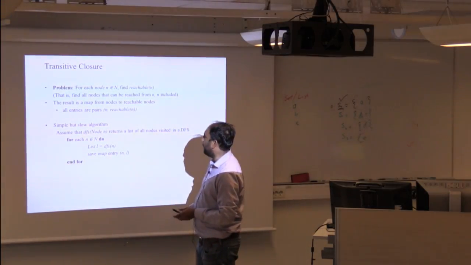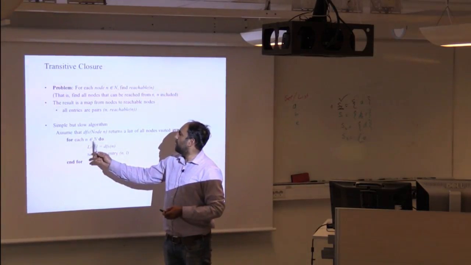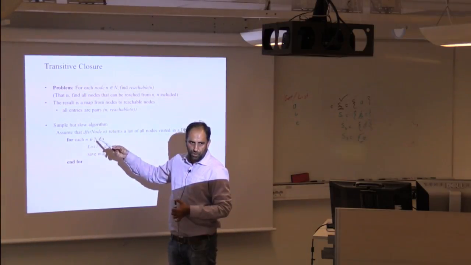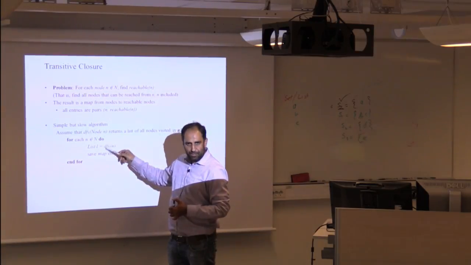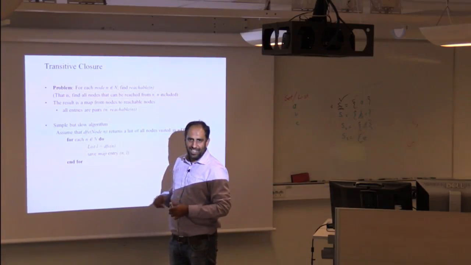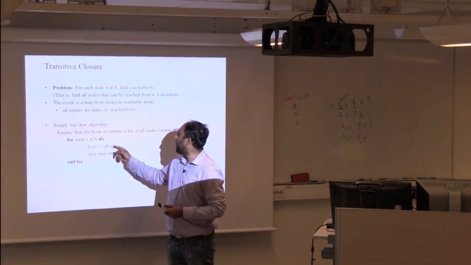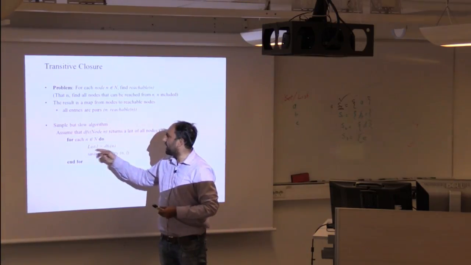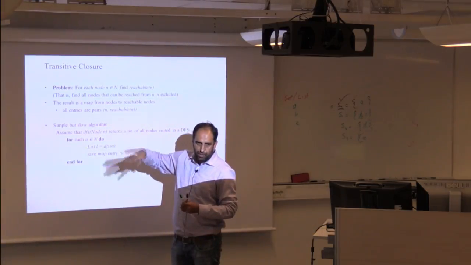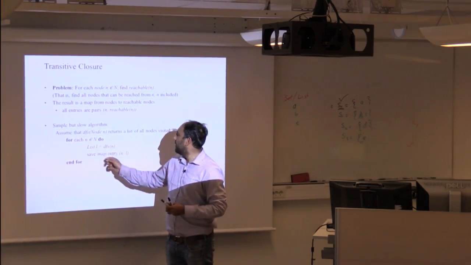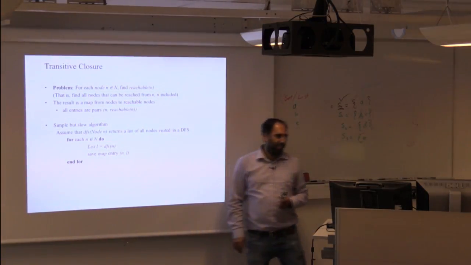Okay, so assume that DFS node n returns the list of all nodes visited in a DFS. For each node n that belongs to the set of nodes in the graph, create a new list l and call the depth first search algorithm on that node. And every time you call this depth first search on this node n, you will get a list of reachable nodes. You can save that list as a map entry where n should be the key and l should be the value.